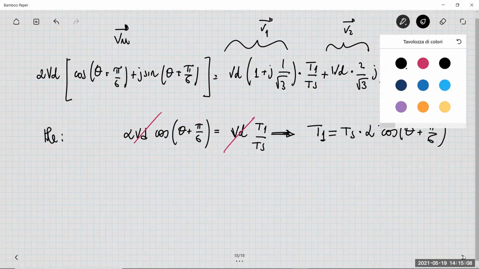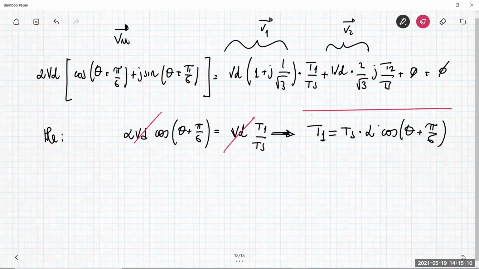Okay, so you can use this expression for deriving T1. This is needed for this specific theta position. Okay, so what about the imaginary part?